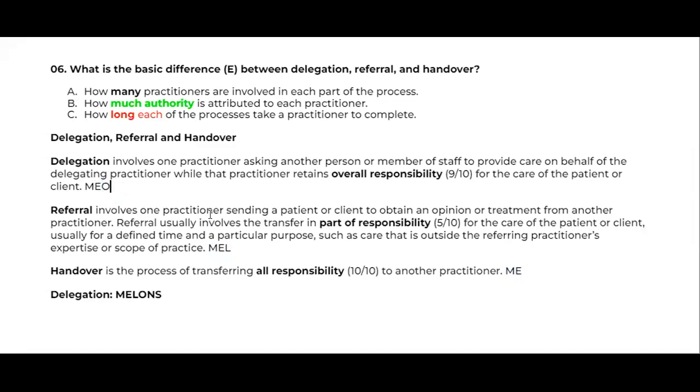Here, 3 people: Mike, Emily, and Oliver, and here 3, and here 2. This is 3, this is 3, this is 2. Can you find that there is a difference here? There is no difference between this one and this one. Both of them have 3 practitioners involved. That could be the reason why.